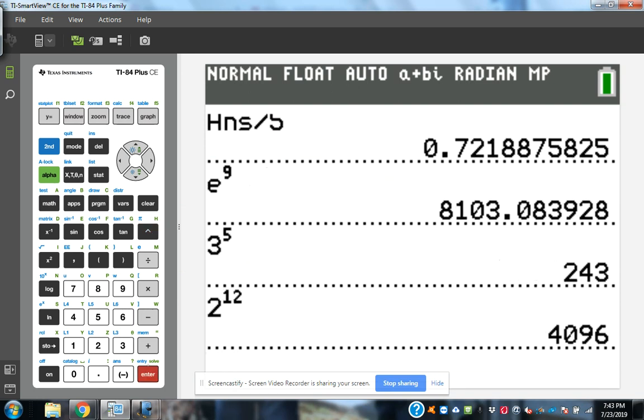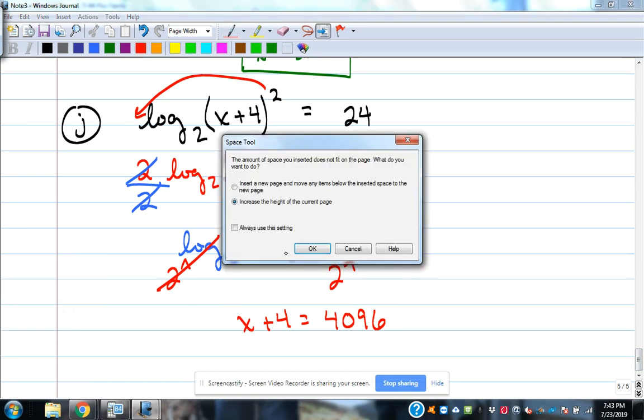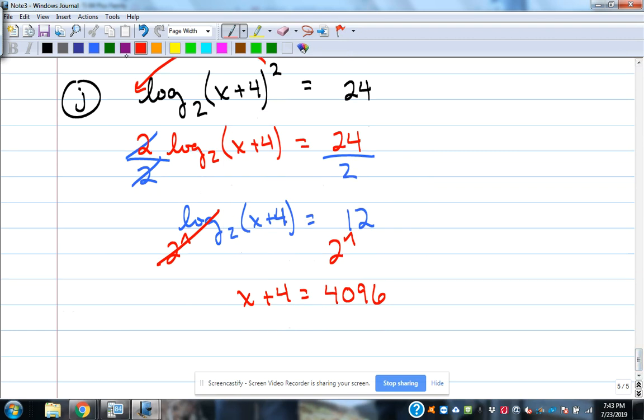2 to the 12th power is 4,096. Just a number. And that's a pretty easy equation to get x by itself on. Subtract 4. 4,092.